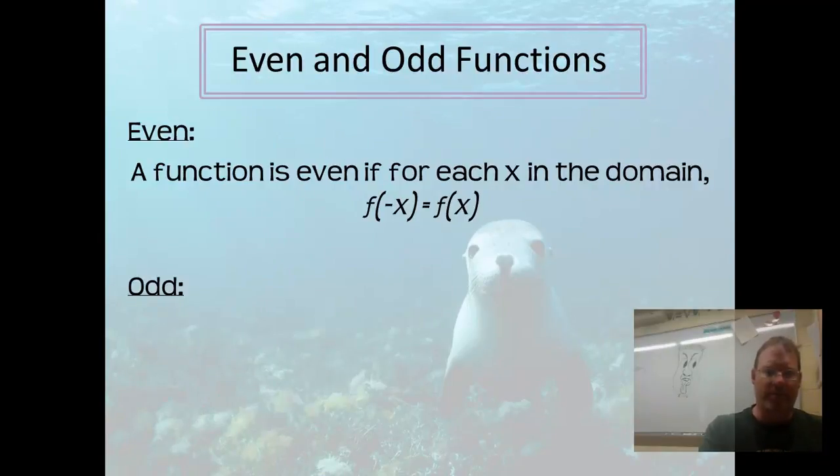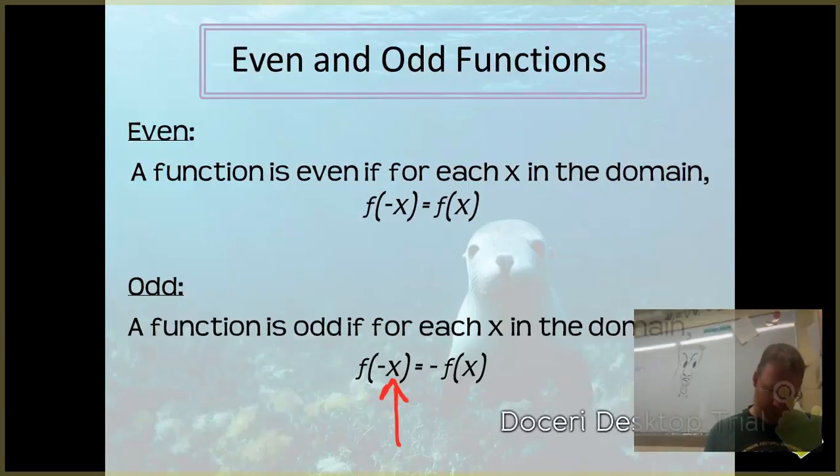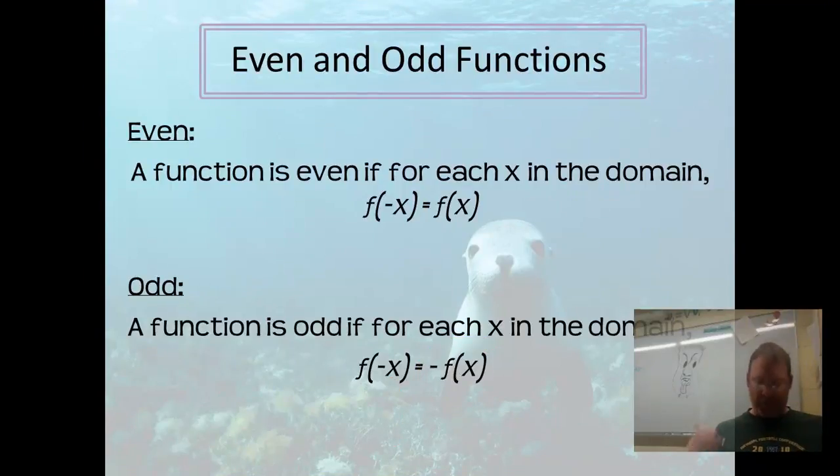An odd function, if for each x in the domain f of negative x equals negative f of x. If that's true, then it's an odd function. So what this is saying is, when I plug in negative x for all the x's in the function, it turns out that I end up with a function that's exactly the opposite to the one I started with. Every sign is the opposite sign that it started as.